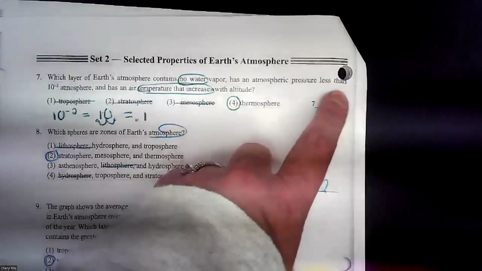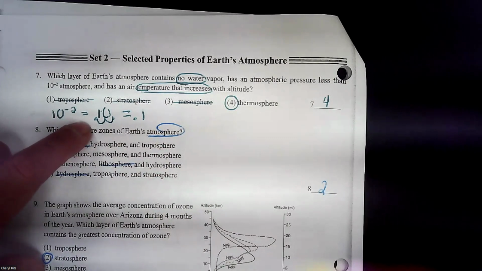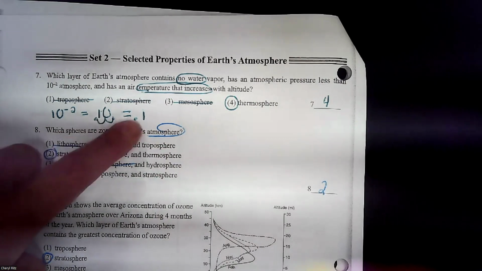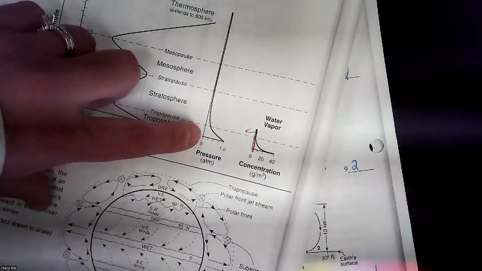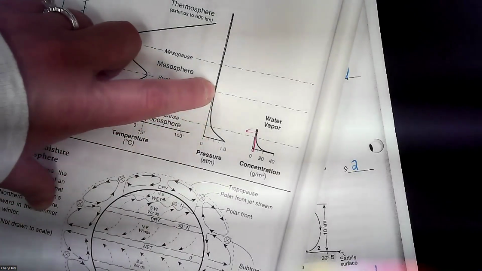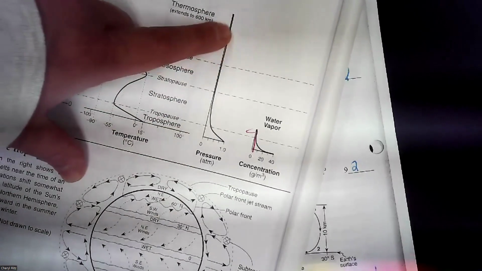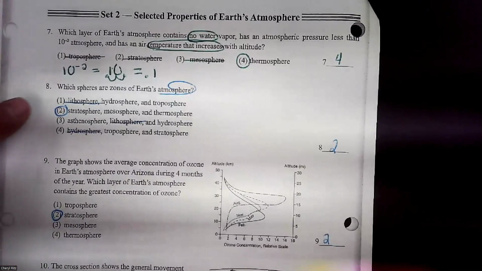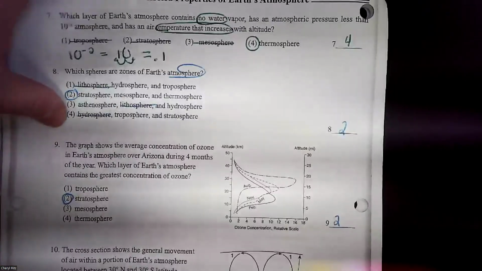And I double checked, has a pressure less than 10 to the -2. 10 to the -2 means we move that decimal point over 2 spots. 1, 2. So less than 0.1. Pressure of 0.1 would be over here. That would be any of these layers. But the only one that answers all those questions is the thermosphere. That one required a little bit of work. Number 8 is 2. Number 9 is 2.